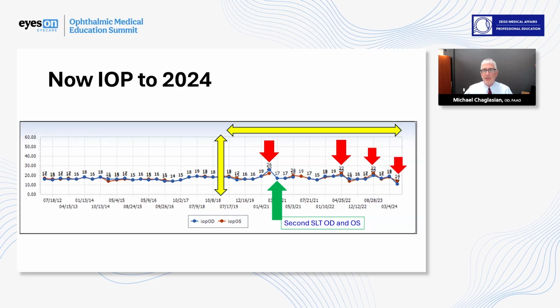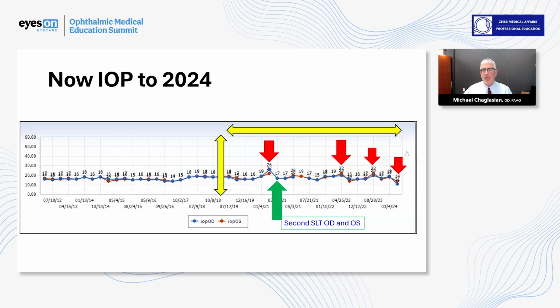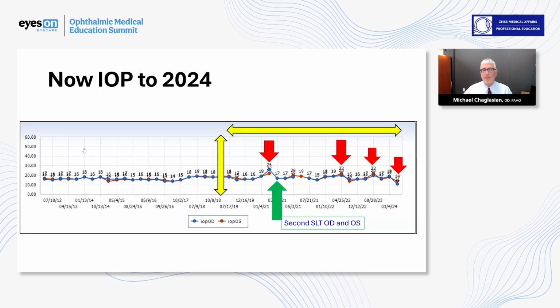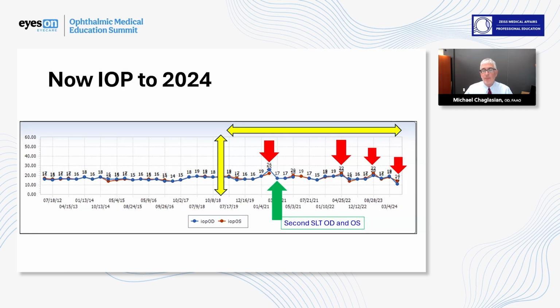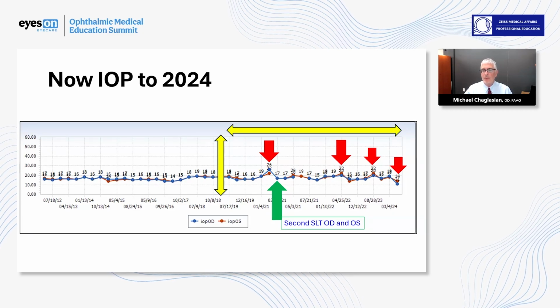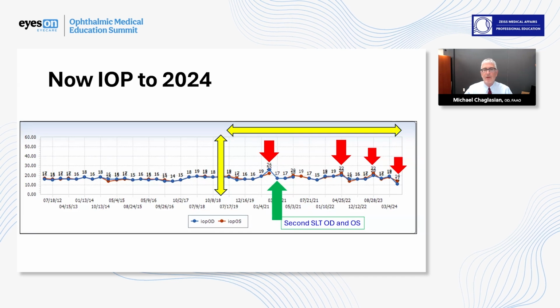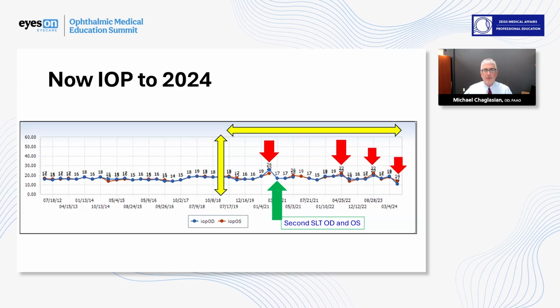And as you can see in the right-hand side of the IOP graph there is a change in the IOP fluctuation with an IOP spike. A second SLT was performed on each eye. And then even into 2022 and 2023, there's still some volatility and fluctuations in the patient's IOP. And so that was concerning to us.